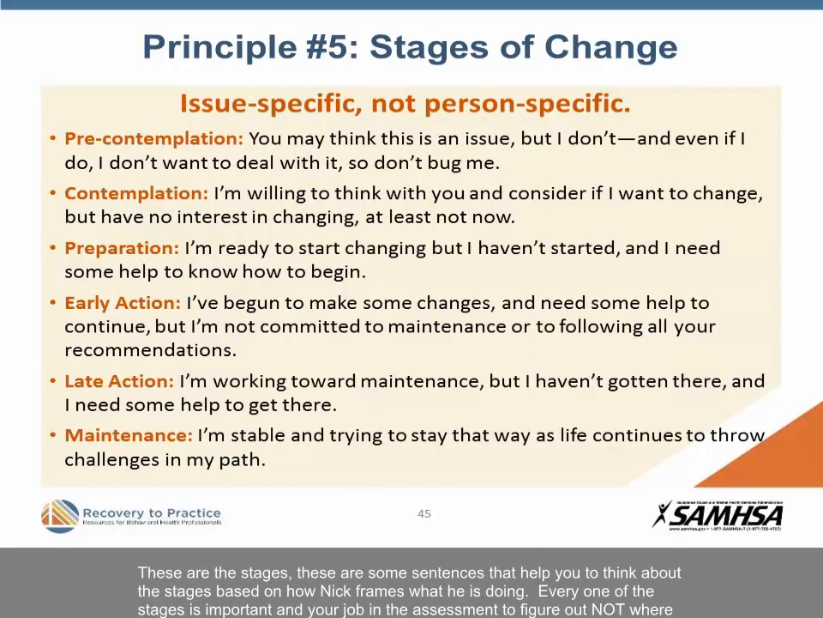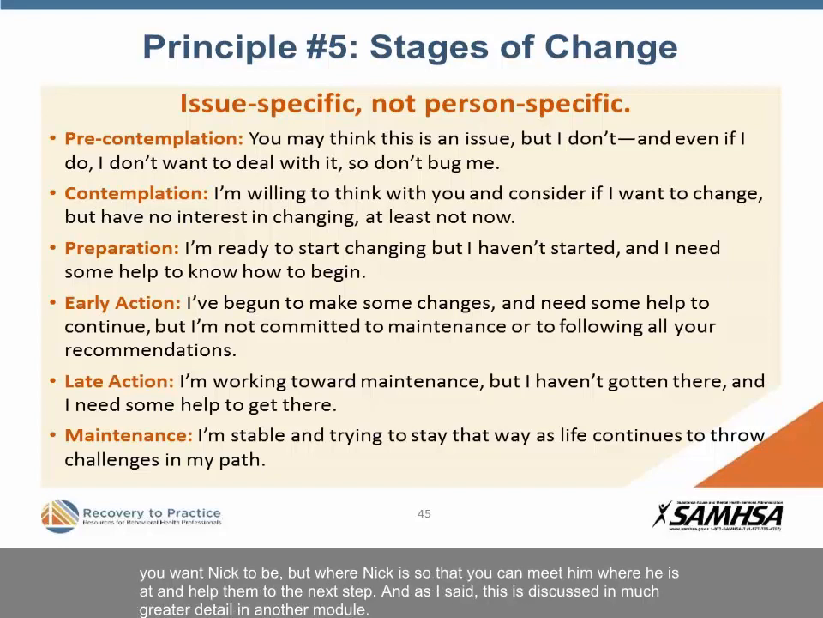These are some sentences that help you to think about the stages based on how Nick frames what he's doing. Every one of these stages is important in your job and the assessment. Figure out not where you want Nick to be, but where Nick is, so that you can meet him where he's at and help him to the next step. And as I said, this is discussed in much greater detail in another module.